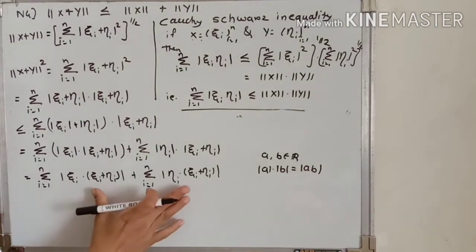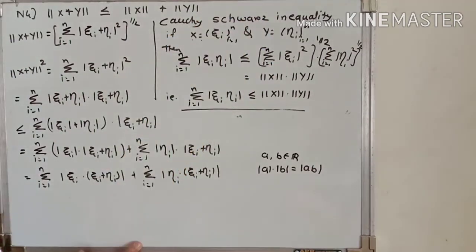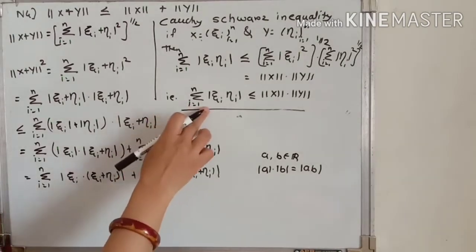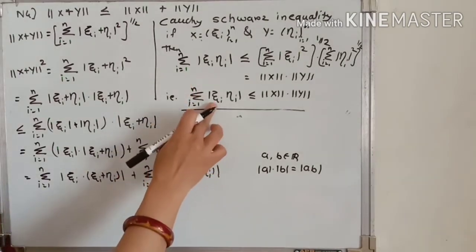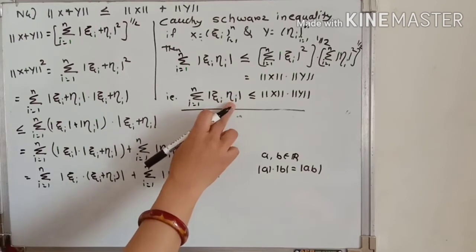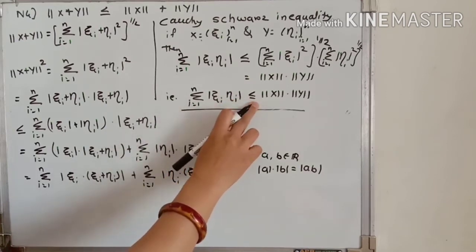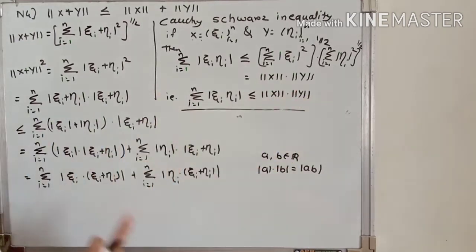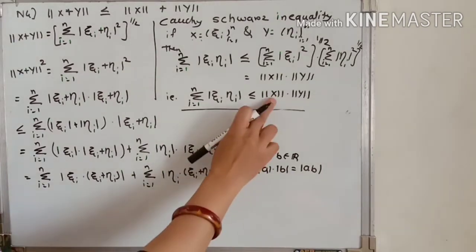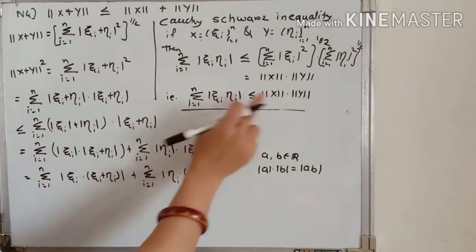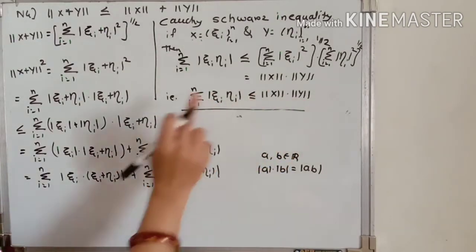Now here we apply the Cauchy-Schwarz inequality, and the Cauchy-Schwarz inequality says that the summation, i running from 1 to n, of |ξi ηi| is less than or equal to the norm of x into the norm of y, where the coordinates of x are ξi and the coordinates of y are ηi.